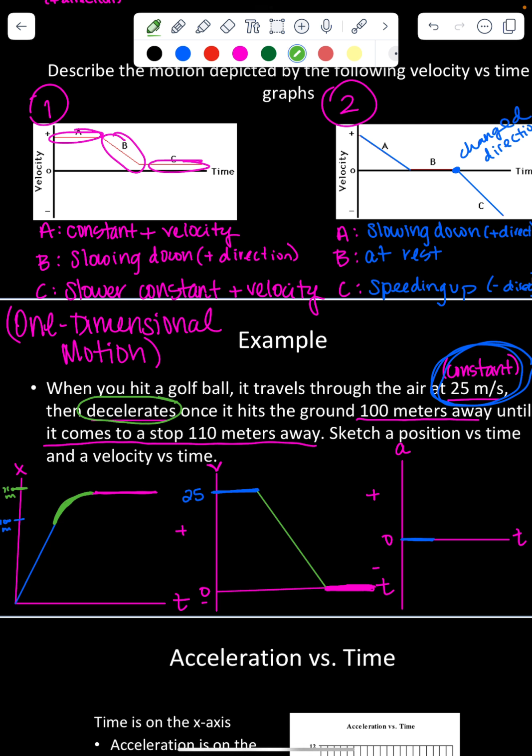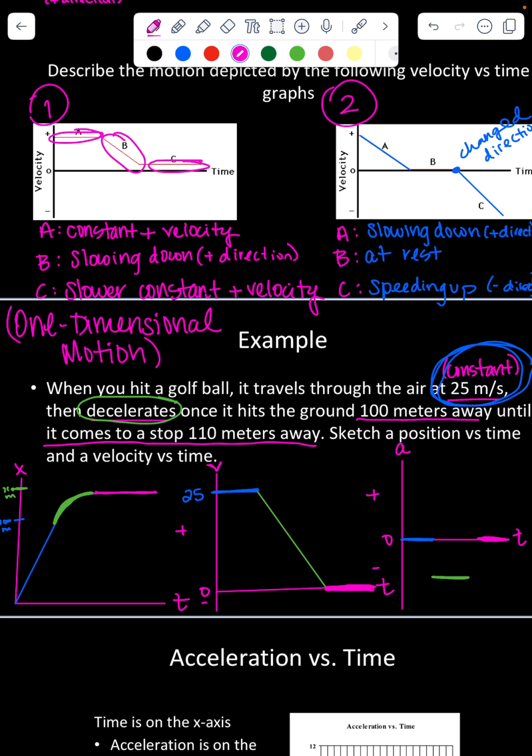Now that green segment is a straight diagonal line. Okay, we have a straight diagonal line, which means a constant slope. So we have a constant acceleration. It's a negative slope, so that tells us that we have a constant negative acceleration. So that's how we would show a constant negative acceleration. And then if we are not moving, again, we have that horizontal line. The slope of a horizontal line is 0. So we have no acceleration for that part either.